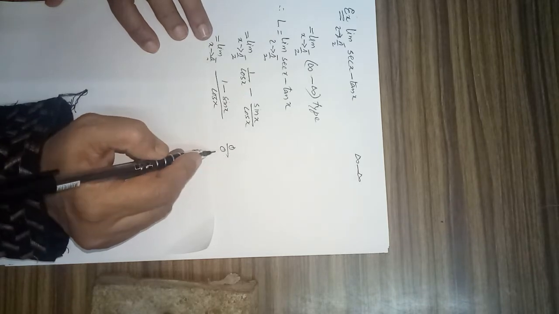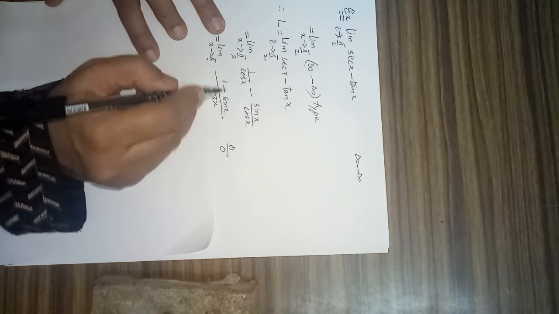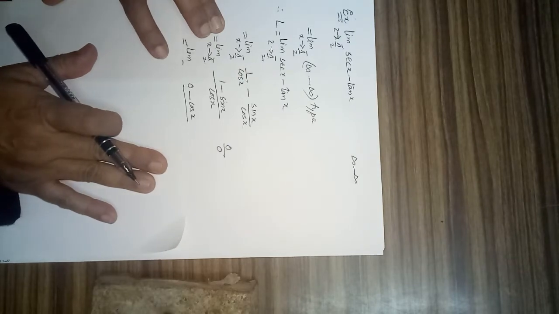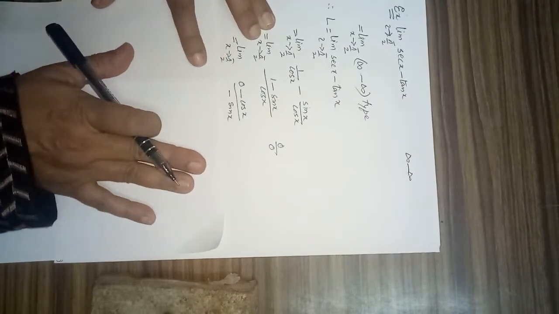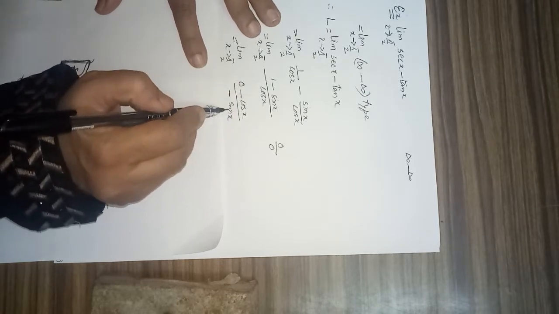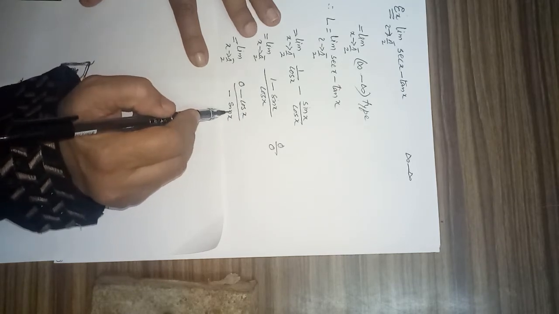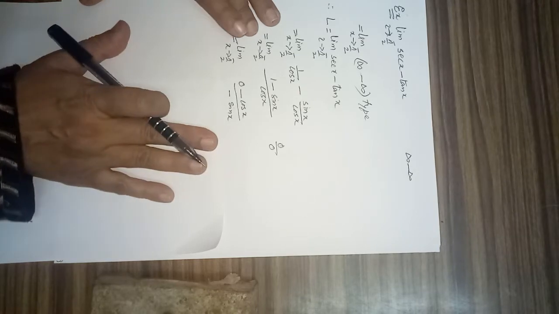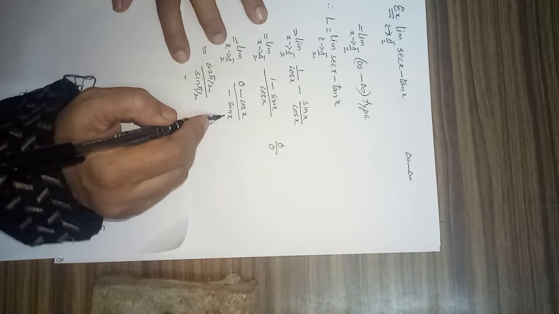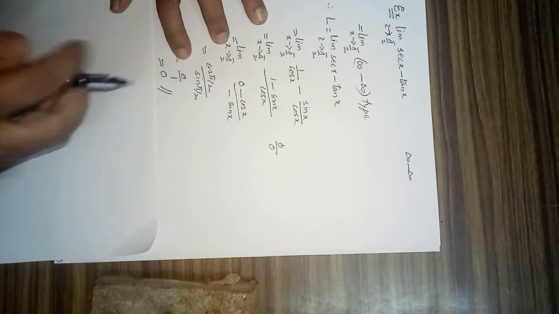And this is 0 by 0, because when x tends to pi by 2, it will be 1 minus sin pi by 2, which is 1, so 1 minus 1 is 0, and cos pi by 2 is 0. So it is 0 by 0 form. Now we apply L'Hospital's rule. Derivative of sin x is cos x, and derivative of cos x is minus sin x. This minus is already there, so that minus sign comes here. Cos x by sin x, with x tending to pi by 2. Now this is cot x, cos by sin is cot x, and cot pi by 2 is 0.